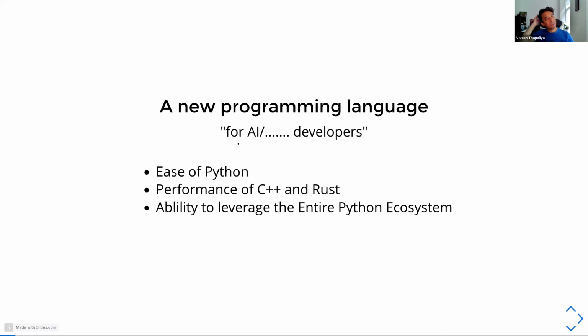Generally, what is it? It's a new programming language. The tagline is for AI developers and all that, but really there's more to it. Even though the marketing is just AI right now, I would say it's more of a systems programming language, and it can be highly performant. And the nice thing is that you get the ease of Python, you get the performance of C++ and Rust. That's the promise. And you can leverage the entire Python ecosystem.